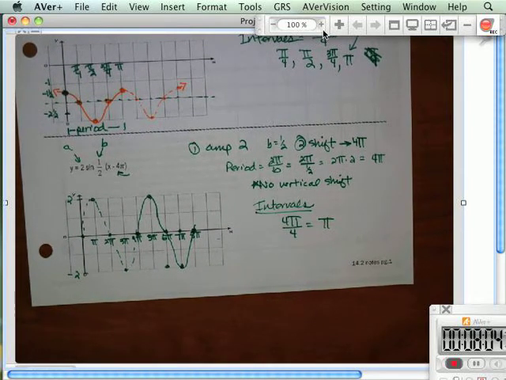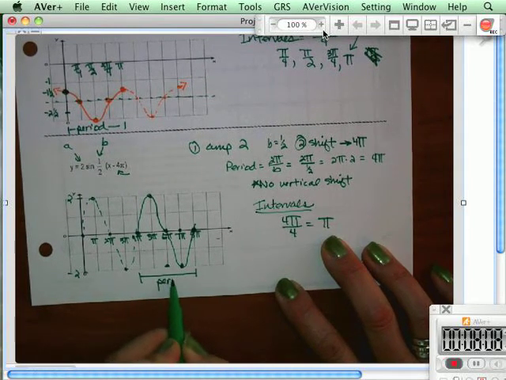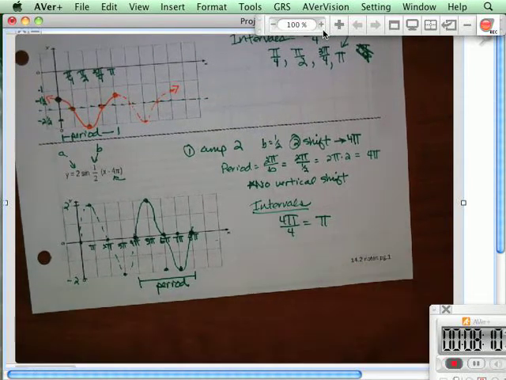Yes, Claire. Pardon me? What does the B do? It helps you determine your period, because you have to do 2 pi divided by B to get your period. And that does not stretch, no.